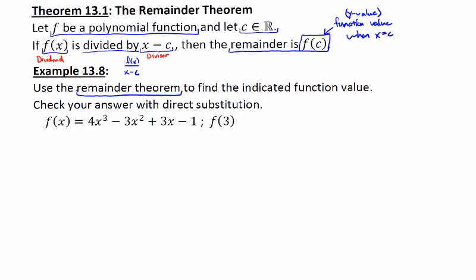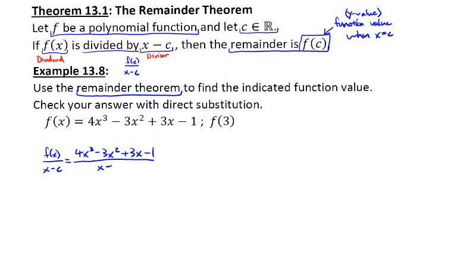So when I think remainder theorem, I think I have to set up a division, which is going to be f of x divided by x minus c. Now that means I have to be provided with a function f of x, and I also have to be provided with a real number c. I definitely have an equation that I can use for f of x. That is going to be 4x cubed minus 3x squared plus 3x minus 1. We have that. But then I've got to figure out what my divisor is going to look like, x minus c. We've got to come up with that real number.